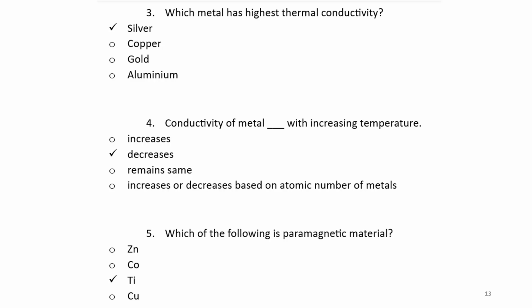And which of the following is paramagnetic material? Your options are zinc, cobalt, titanium, and copper. So the correct answer will be titanium. Out of these, this is the one which is paramagnetic. Others are diamagnetic materials.